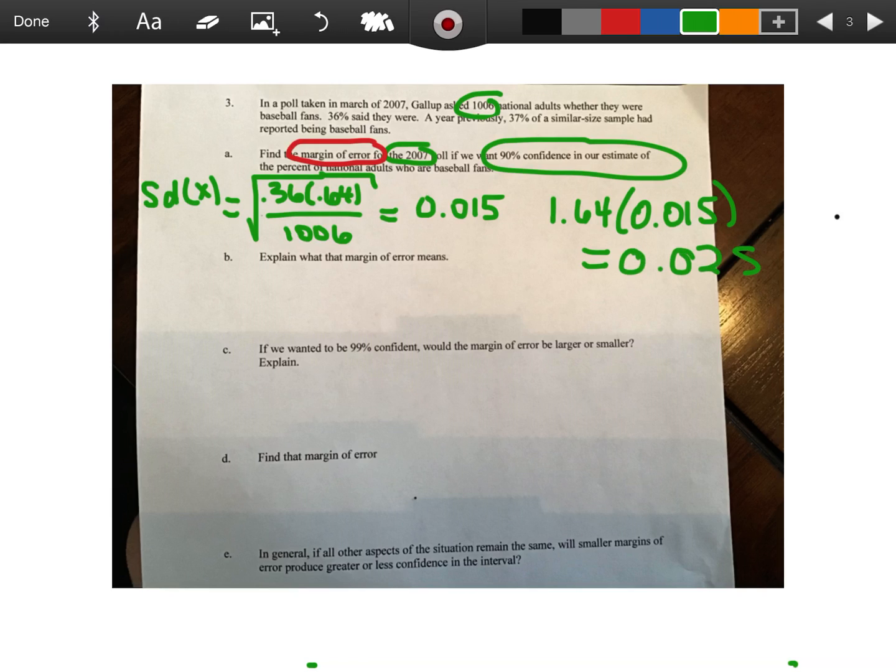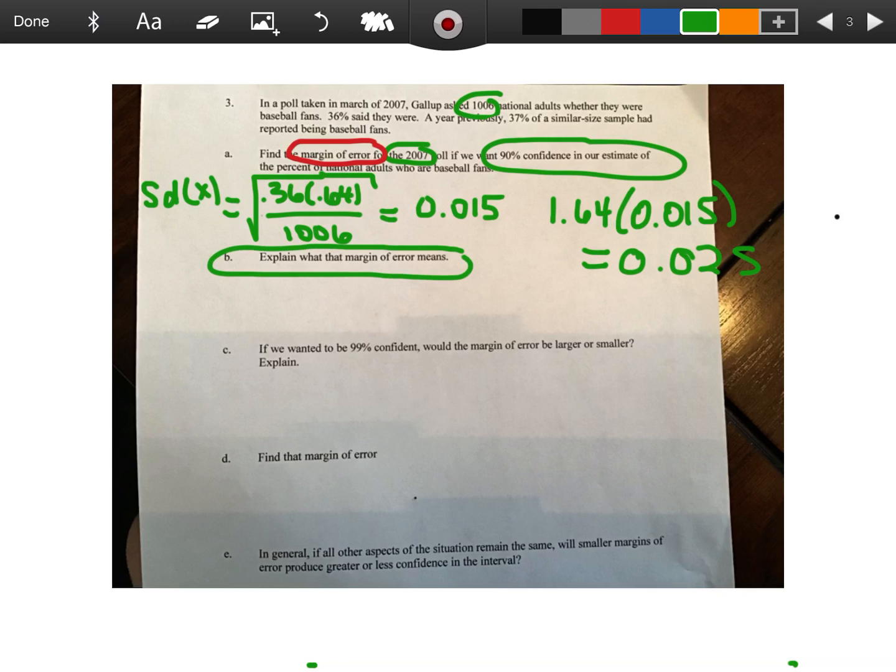0.025. Meaning you're going to go 2.5% to the right or 2.5% to the left, and you are 90% confident that you're actually going to grab the real mean in this case. The real mean of the entire population, which we only are using a sample of 1,006. Explain what the margin of error means. So that's exactly what I just said on accident there ahead of time.